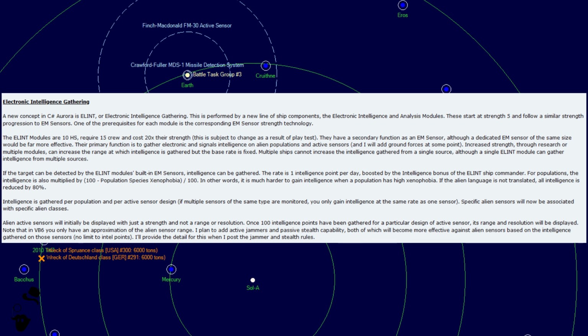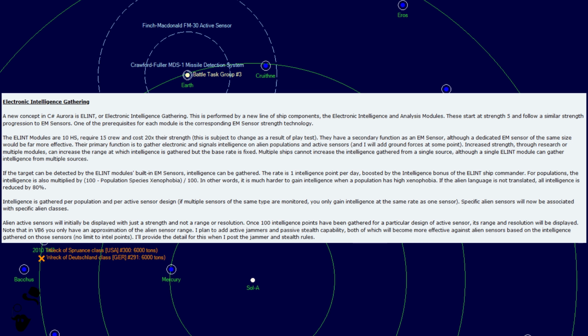Increased strength through research or multiple modules can increase the range at which intelligence is gathered, but the base rate is fixed. Multiple ships cannot increase the intelligence gathered from a single source, although a single ELINT module can gather intelligence from multiple sources. If the target can be detected by the ELINT module's built-in EM sensors, intelligence can be gathered. The rate is 1 intelligence point per day, boosted by the intelligence bonus of the ELINT ship commander.